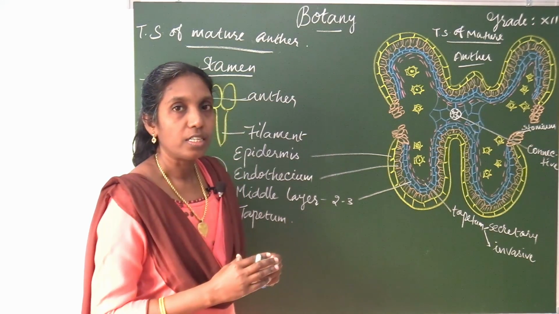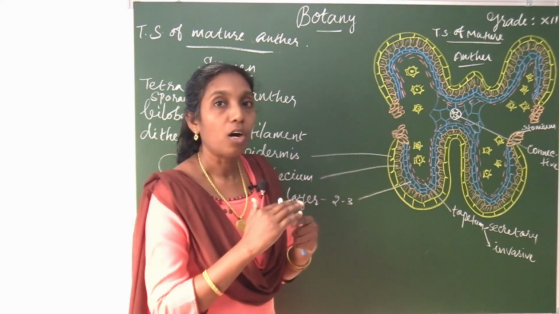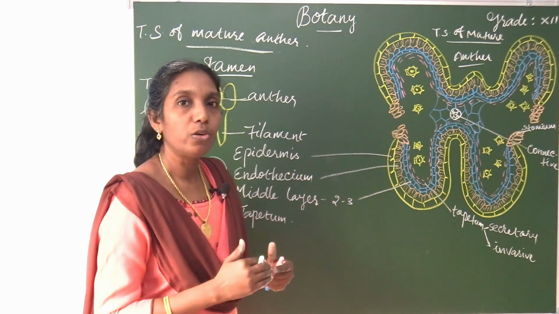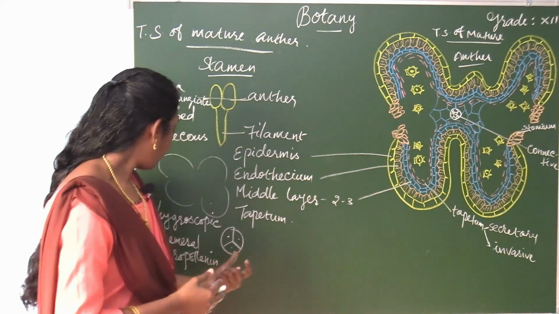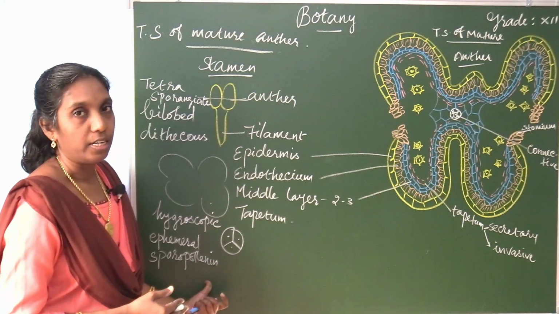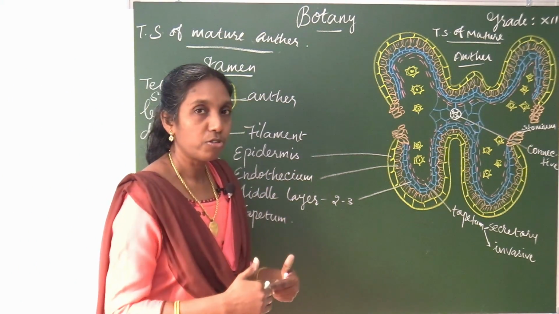Sporopollenin is the structure which is present in the pollen grain, the outer layer of pollen grain, exine. Exine is made up of cellulose and sporopollenin. So, this tapetum contributes the layer sporopollenin. That's the function of tapetum. So, tapetum is the innermost layer.